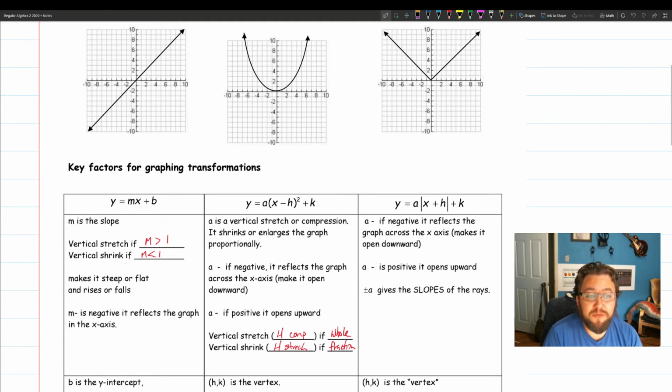So if A is negative, it reflects the graph on the x-axis, making it open downward. If A is positive, it opens upward. If it's a vertical stretch or a horizontal compression, our A is a whole number; it's a vertical shrink if it's a fractional number.